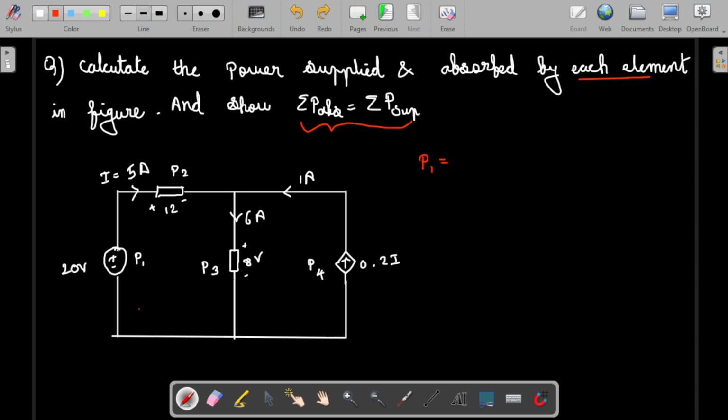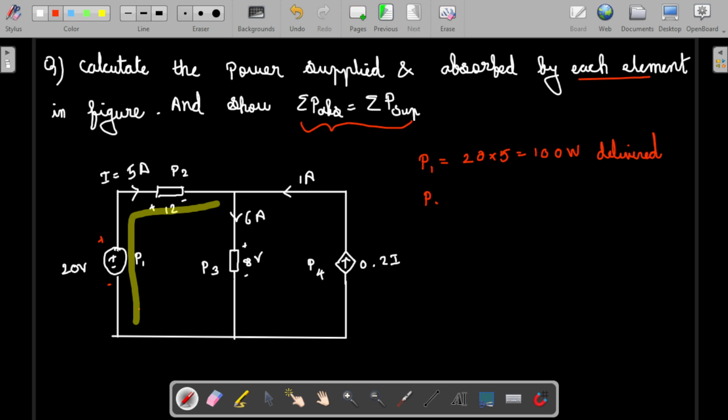If you see these elements, the current flowing up to this one will be 5 amps. So here, 20 volts into 5, if you multiply both, we can clearly see the power is equal to 100. Here we are clearly saying it is a positive 100 because of the sign convention of power: the current is leaving the positive side. So we can say the power is delivered. In the other case, the current is entering the positive terminal, so we have to take the negative sign, meaning power is absorbed.